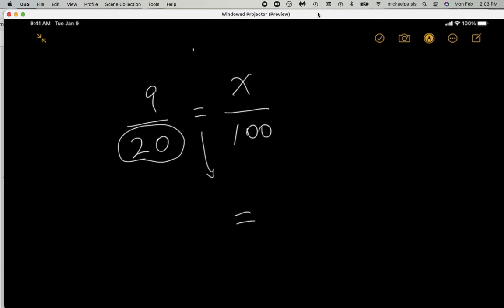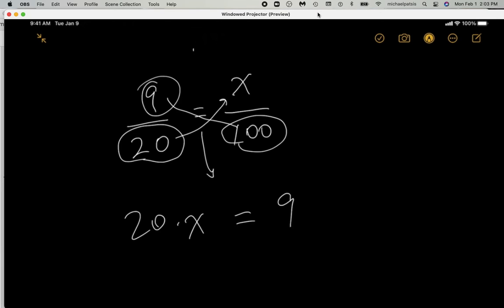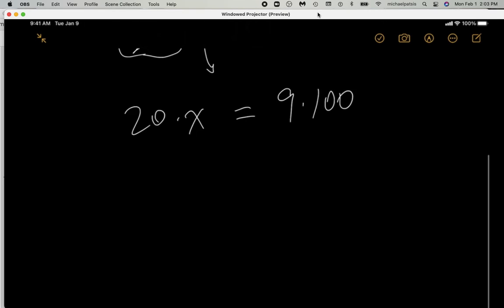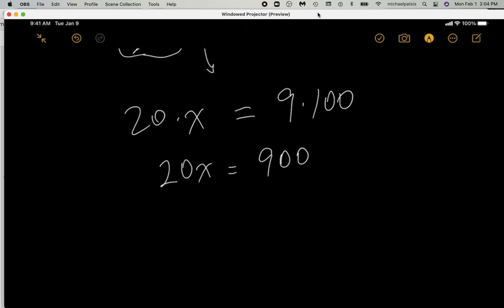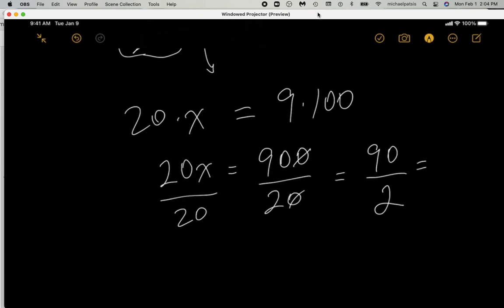Then we're going to take the 20 and multiply it by x. And we're going to take the 100 and multiply it by 9. We're going to get 20x equals 900. We're going to divide both sides by 20. To make our math easier, these zeros are going to cancel out. 90 over 2 equals 45.